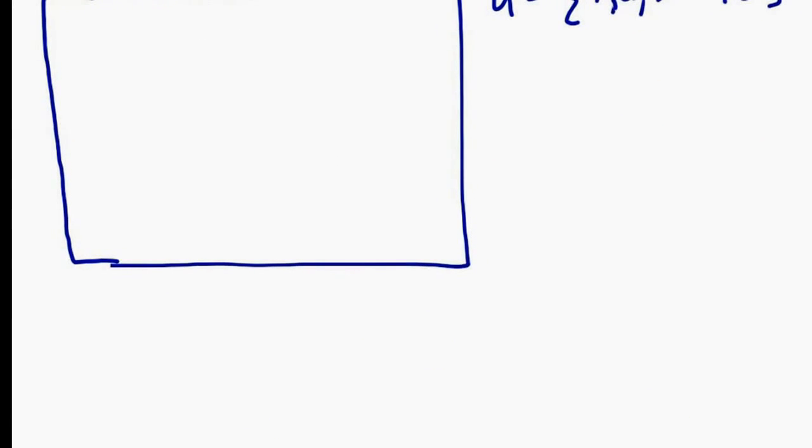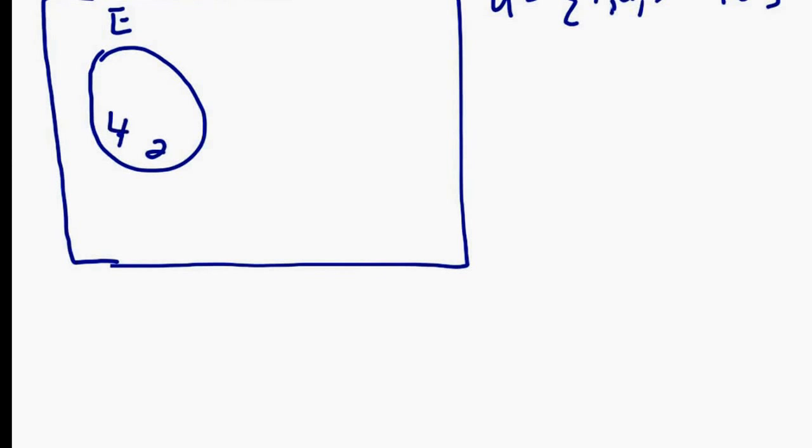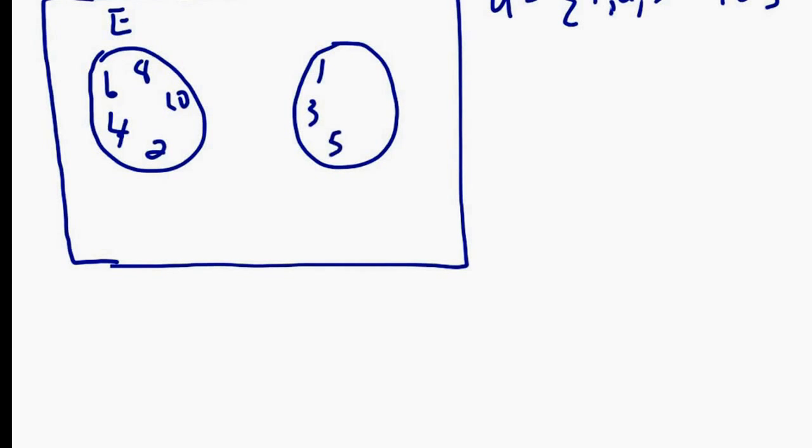Okay, let's do one more different example and then we'll stop there for this first lesson. Let's say the universal set is all the numbers from 1 to 10: 1, 2, 3, 4, 5, 6, 7, 8, 9, 10. Now we could say we have an even number. So 2, 4, 6, 8, and 10 would be our even numbers. Then we could do odd numbers: 1, 3, 5, 7, and 9.